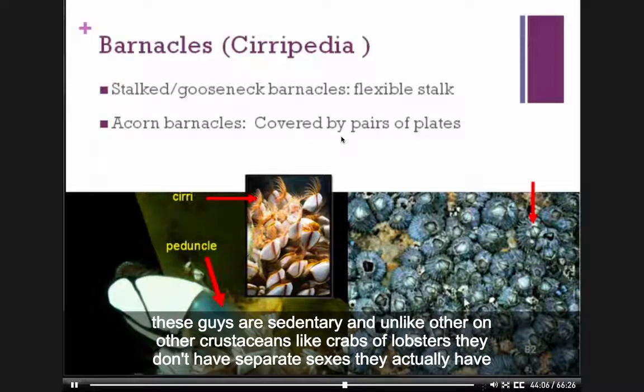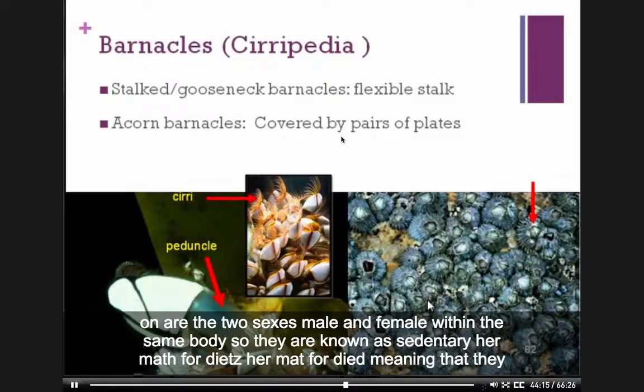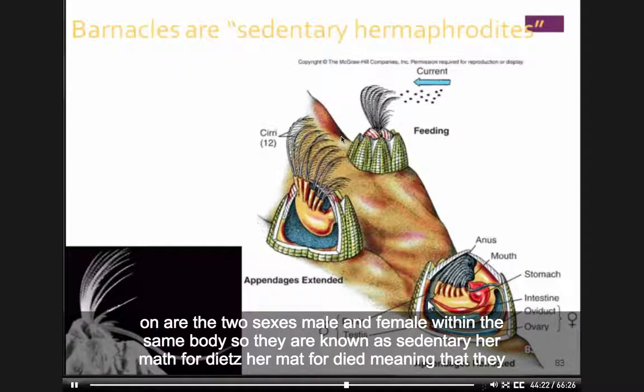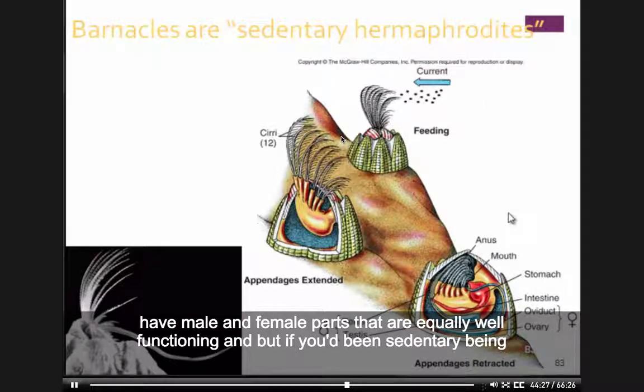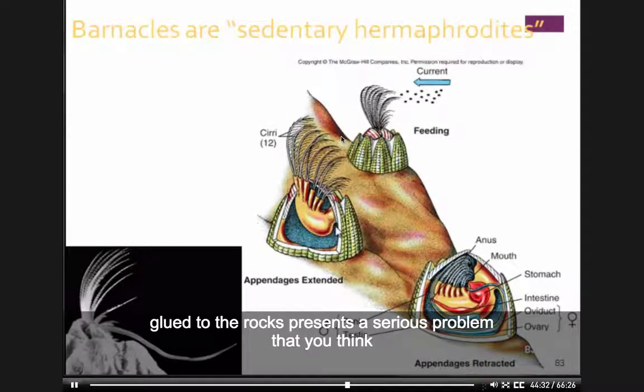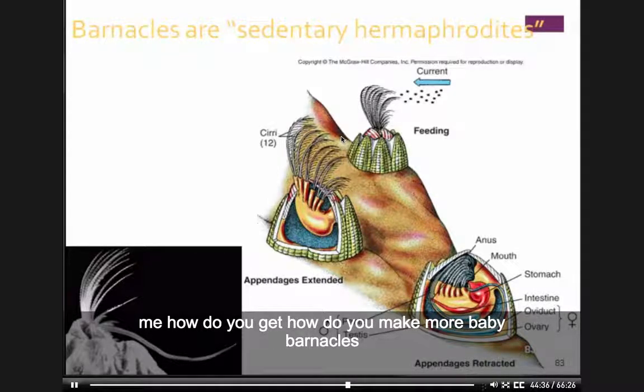These guys are sedentary, and unlike other crustaceans, like crabs and lobsters, they don't have separate sexes. They actually have two sexes, male and female, within the same body. So they are known as sedentary hermaphrodites. Hermaphrodite meaning that they have male and female parts that are equally well functioning, but being sedentary, being glued to the rocks, presents a serious problem, don't you think? I mean, how do you make more baby barnacles?